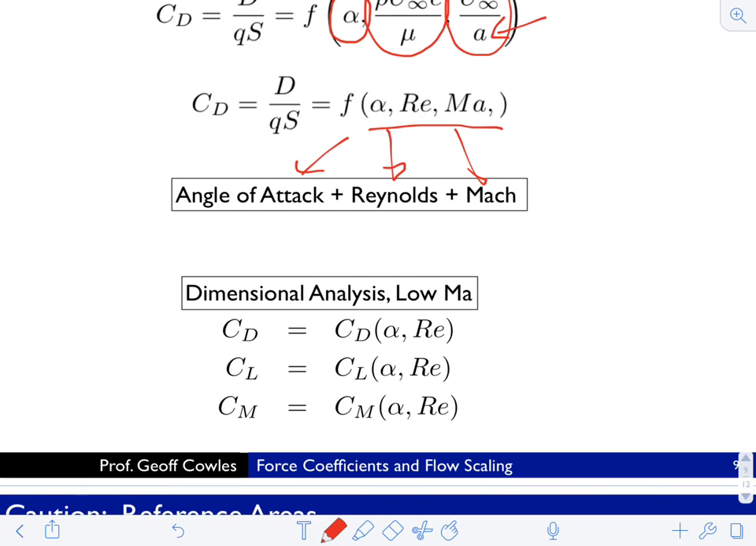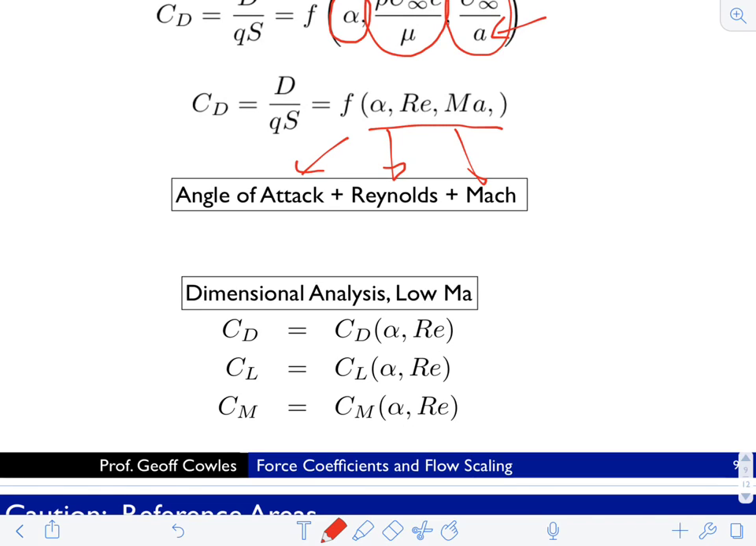So then what do you do? Well, what you do depends really on what flight regime you're studying. If you're looking at, for example, low Mach number flow, you can say, I don't care what the Mach number is in my tunnel. If it's wrong, it doesn't matter. It's not relevant to the problem as long as I keep it low.